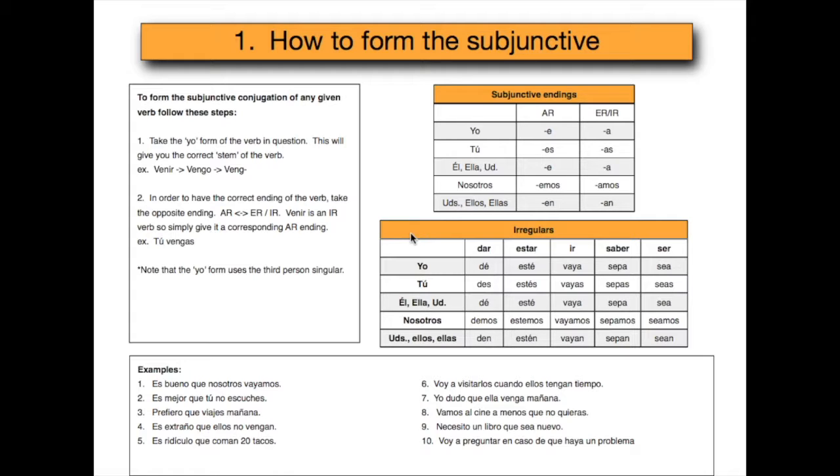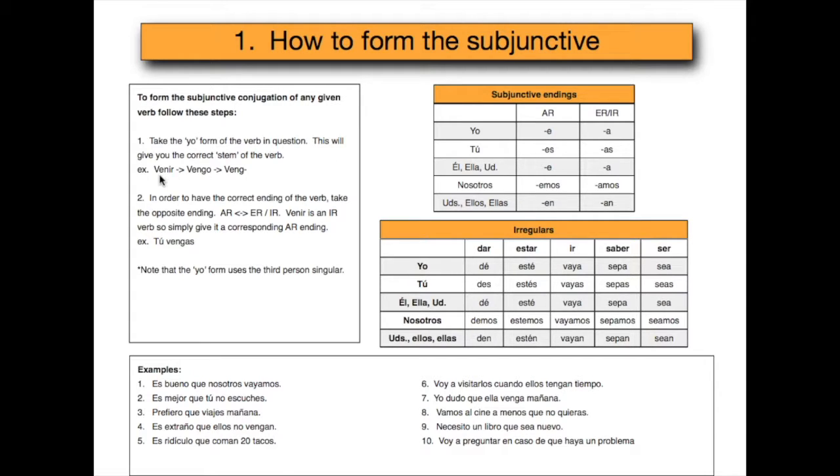We've got a couple of steps that will get us the right conjugation most of the time. We'll talk about some of the irregulars that break convention to be aware of those. So, to form the subjunctive conjugation of any given verb, follow these steps in the present tense. So step number one, we want to take the yo form of the verb in question. This will give you the correct stem of the verb.